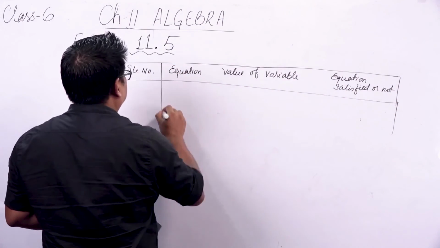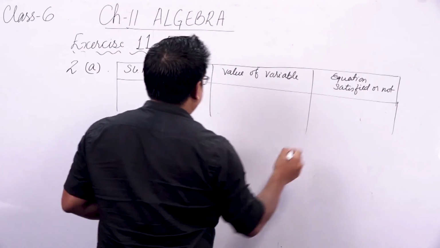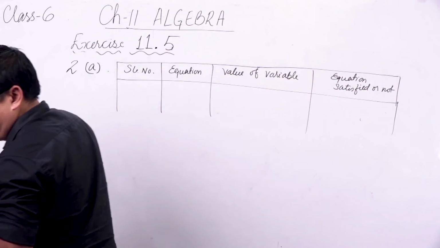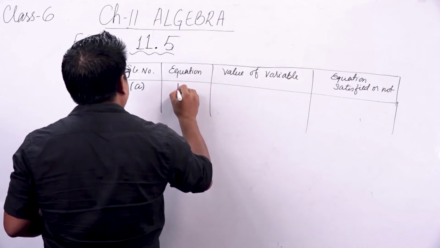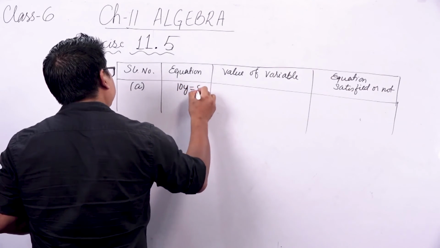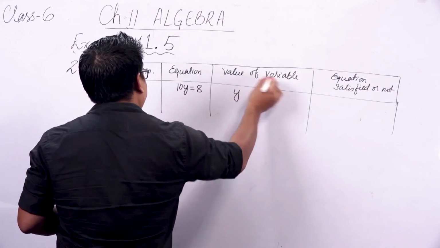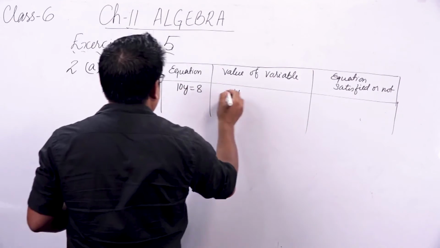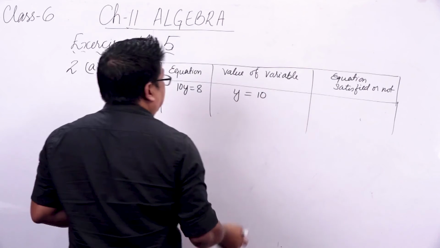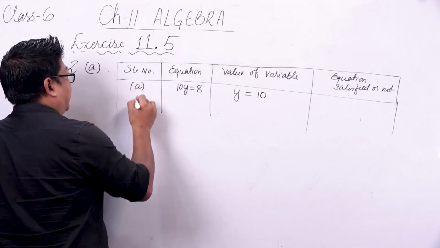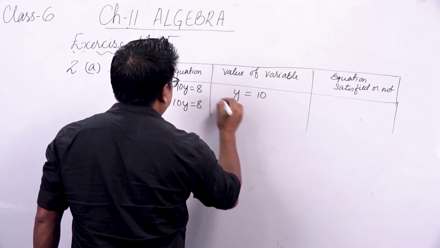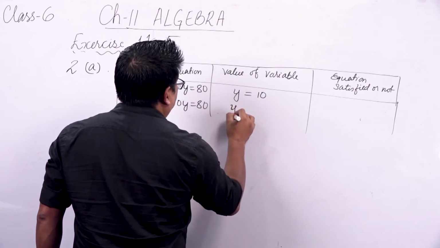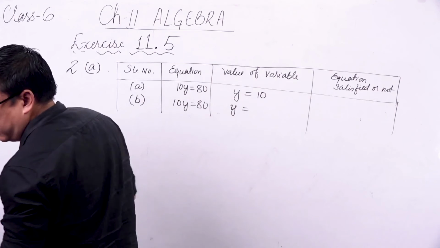So this is a table given, and the first question is 10y is equal to 80, where the value of the variable is 10. And B, let's do A and B. 10y is equal to 80, y is equal to 8.